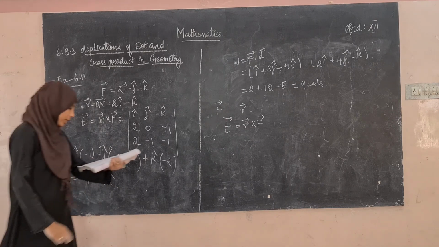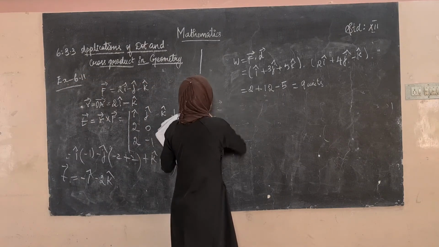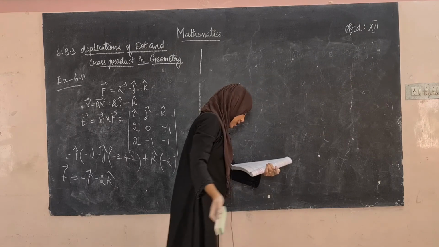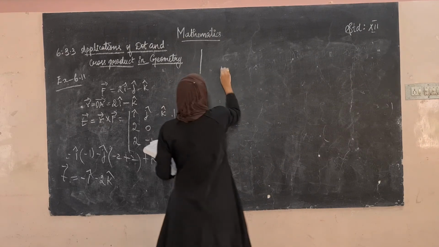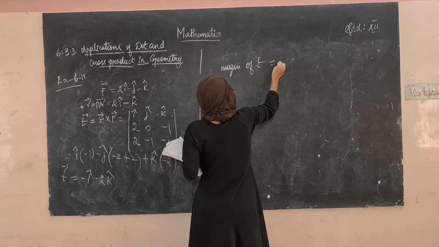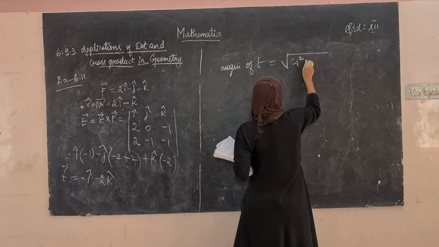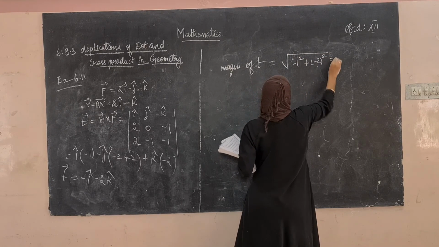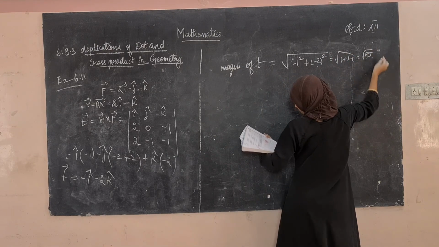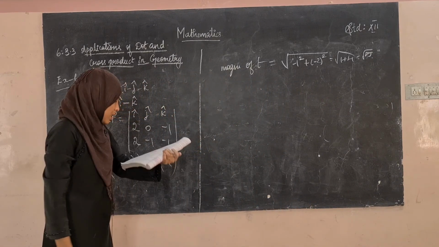Okay, but in your book they have asked us to find the magnitude and direction. Magnitude means you have to find the length, right? So magnitude of T is given by square root of minus 1 square plus minus 2 square, which is equal to square root of 1 plus 4, which is root 5 units. Yes, this is the magnitude.